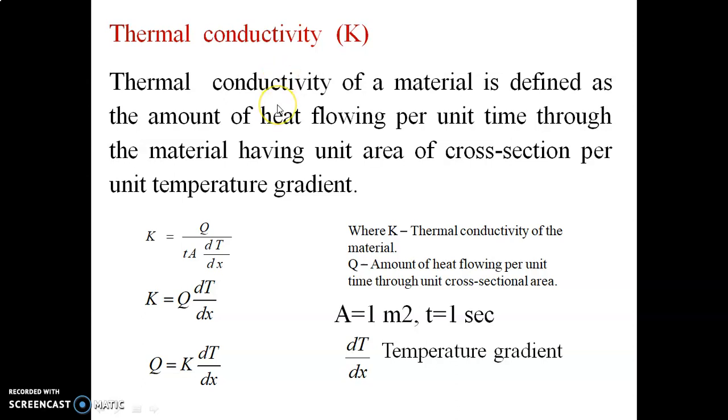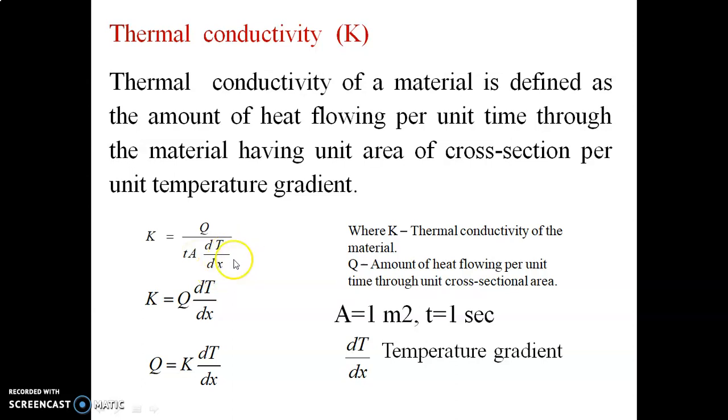Another definition for thermal conductivity is the amount of heat flowing per unit time through unit area of cross section per unit temperature gradient. Mathematically, it is written as K equal to Q, the amount of heat flowing per unit time through unit area of cross section per unit temperature gradient.